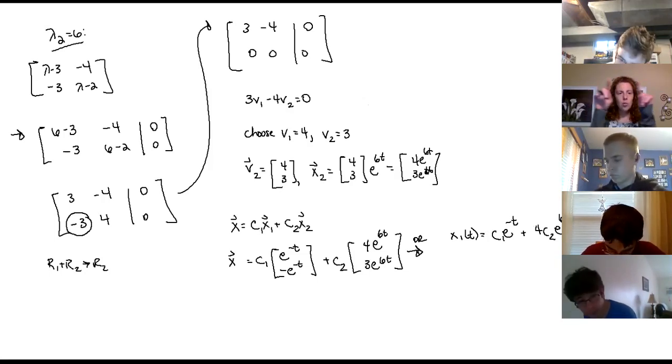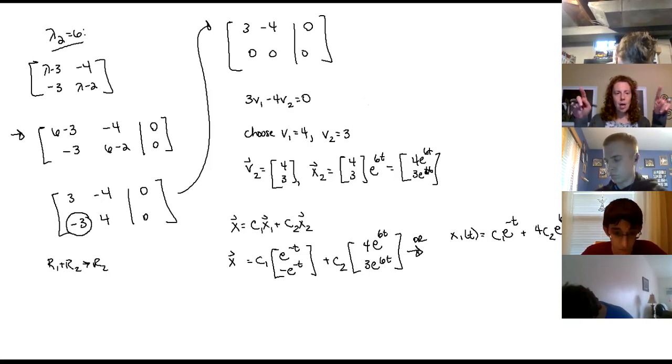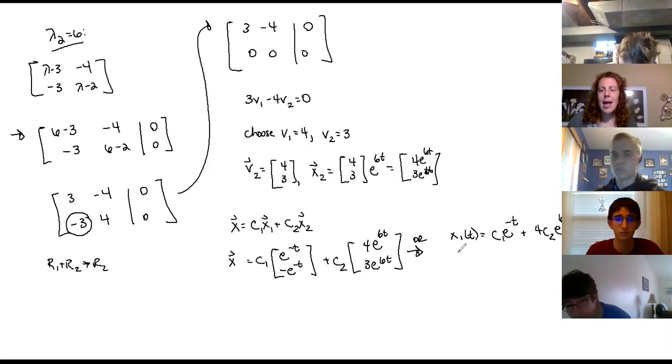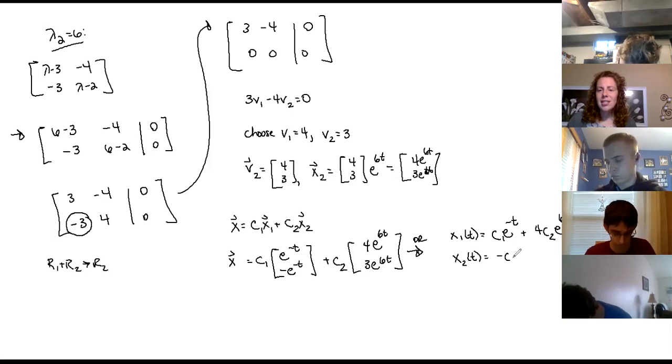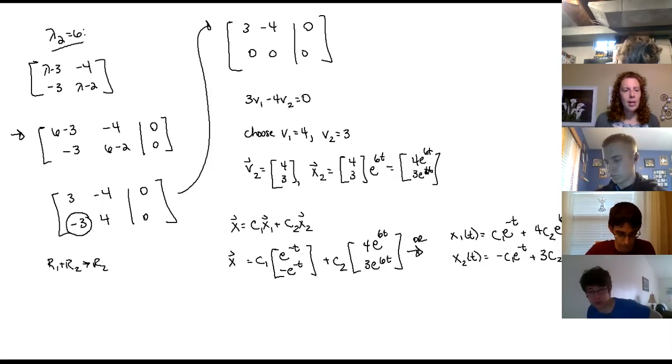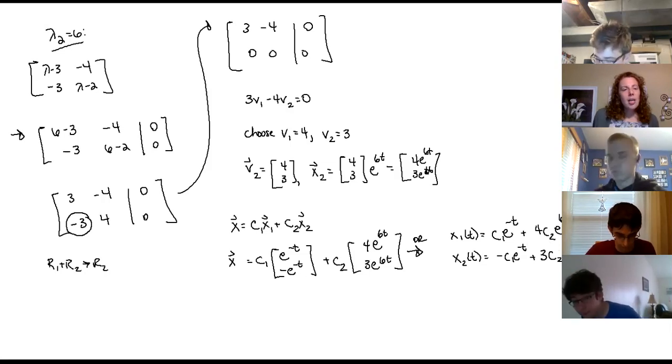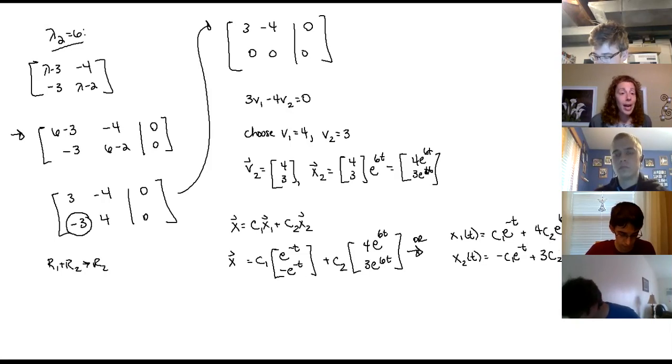That's that first row, if I combine those all into a single vector. And then x2 of t is negative c1 e to the negative t plus 3c2 e to the 6t. I want you to get comfortable writing it both ways. I don't care which way you're going to write it. It doesn't matter. That's okay, either one, but I want you to be comfortable with both.